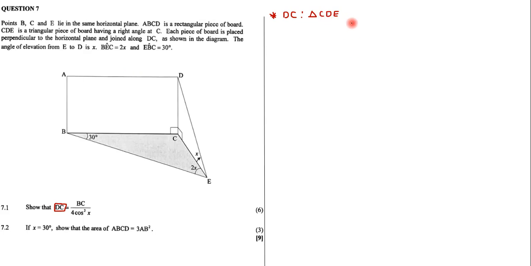Now that I have CDE, the second question I need to ask myself is, what type of triangle is that? CDE is a right angle triangle because it has 90 degrees. Because it's a right angle triangle, I need to think of Pythagoras and SOHCAHTOA. Why am I thinking about these? Because these are the ones I'm going to use to calculate either an angle or a side. And if I want to calculate an area, I need to think of half times base times perpendicular height.